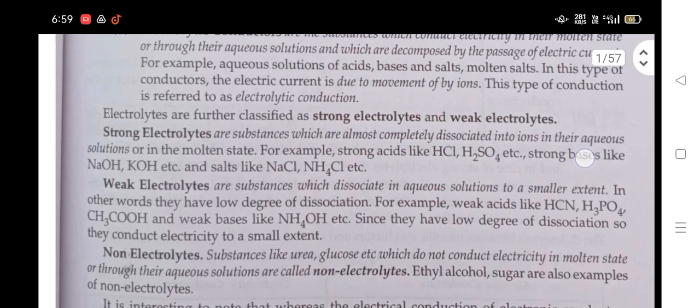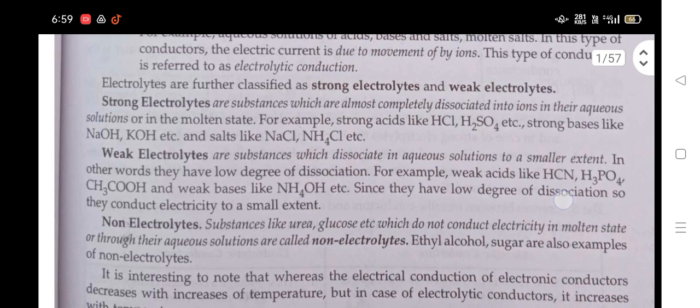Weak electrolytes are substances which dissociate in aqueous solution to a smaller extent. In other words, they have a low degree of dissociation. For example, weak acids like HCN, H3PO4, CH3COOH and weak bases like NH4OH, etc. Since they have a low degree of dissociation, they conduct electricity to a small extent.